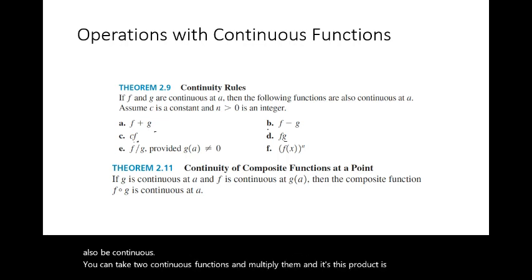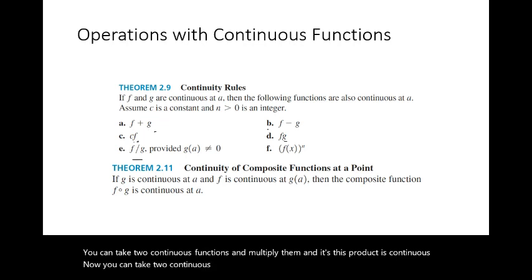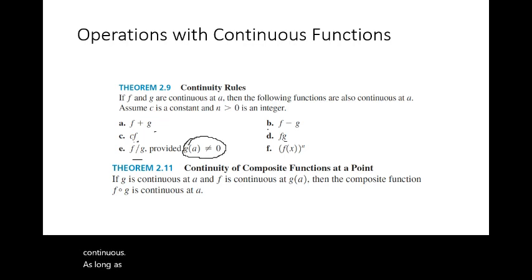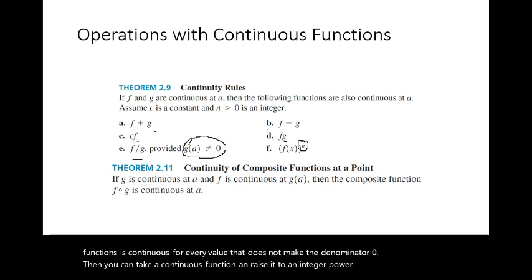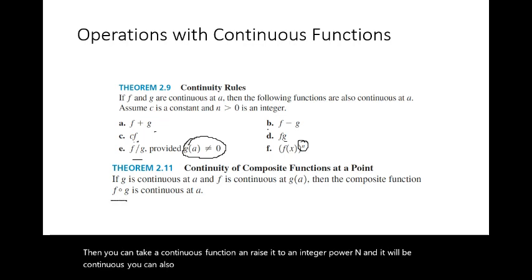Now, you can take two continuous functions and divide them, and the quotient will be continuous as long as the denominator does not come out to 0. So the quotient of two continuous functions is continuous for every value that does not make the denominator 0. Then you can take a continuous function and raise it to an integer power n, and it will be continuous. You can also compose two continuous functions, and the composition will be continuous.